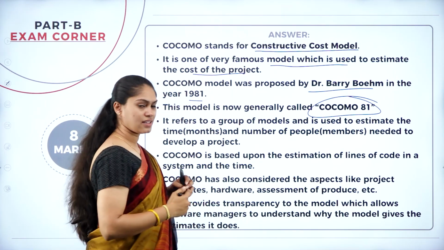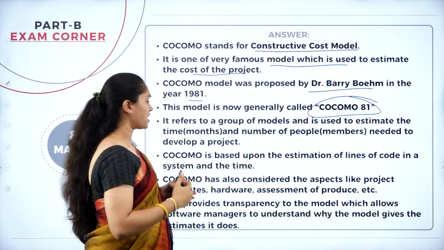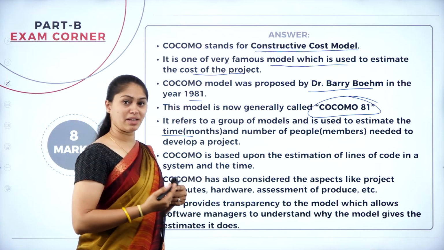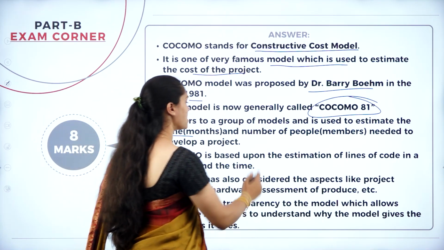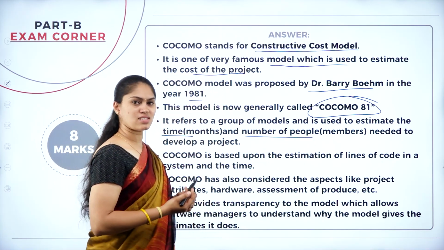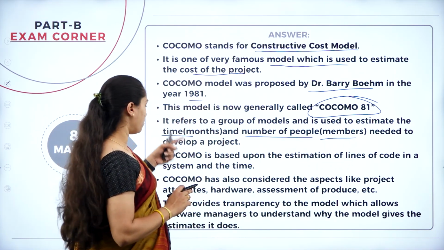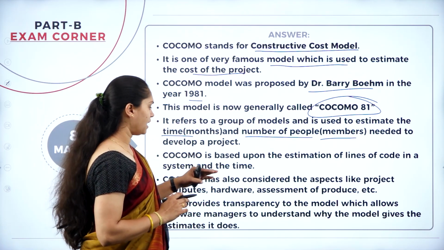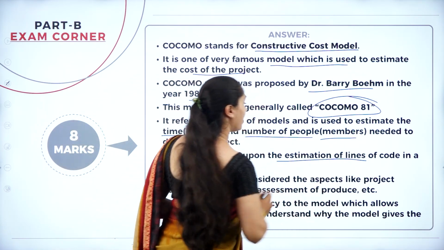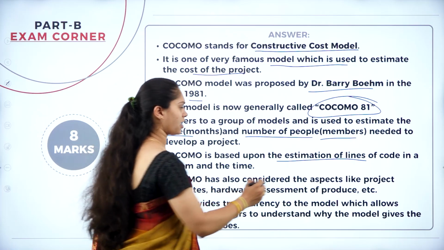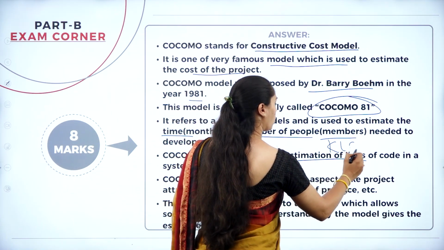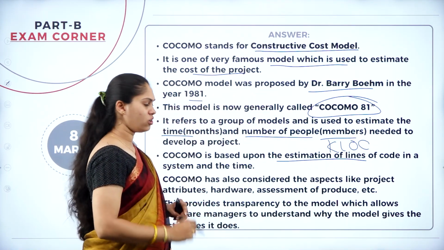Mainly, this is going to be helpful for us to estimate the time in months and the number of people, that is personnel or human resource members, needed for the development of a project. It mainly depends on the lines of code, or KLOC, kilo lines of code. Based on that, it is going to find it out.